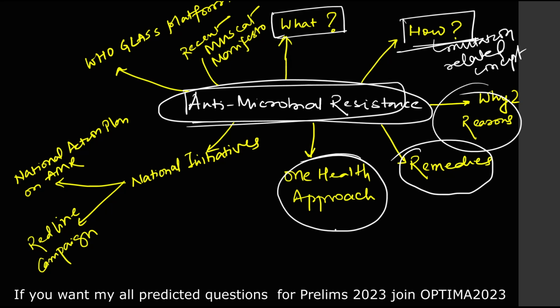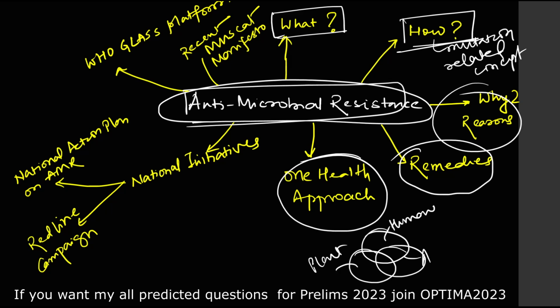One Health approach is an approach where you integrate human health, plant health, and animal health. When you integrate human health, plant health, and animal health, this is called One Health approach. In the context of the COVID pandemic, this One Health approach has become very important in order to prevent any future pandemics.